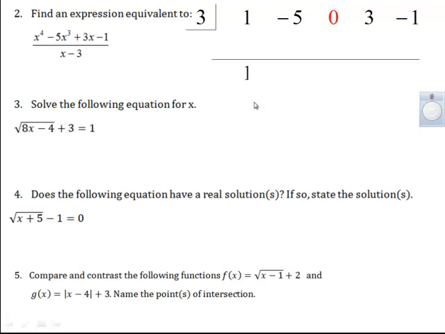Bring down the 1, gets a free pass. And then 3 times 1, that's going to be 3. And then this simplifies to -2. Multiply 3 times -2. Simplify, multiply, simplify, multiply. And so now we have a remainder of -46.